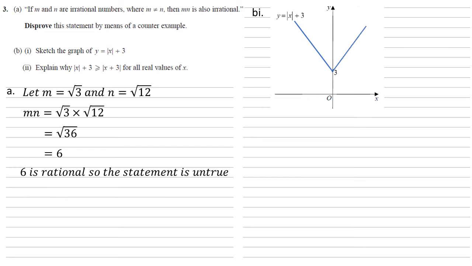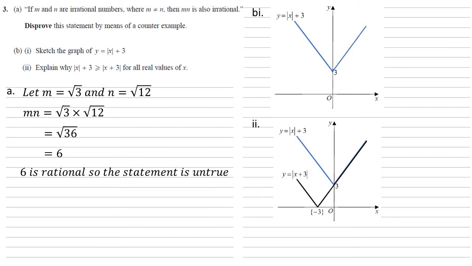So we now want to explain why the modulus of x plus 3 is larger than or equal to the modulus of x, plus 3, for all real values of x. We can do this by drawing a graph. So on this graph I've got our graph from above, y equals modulus x plus 3 in blue, and then in black I've added on the modulus of x plus 3.